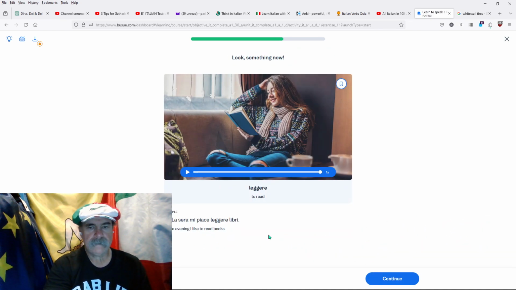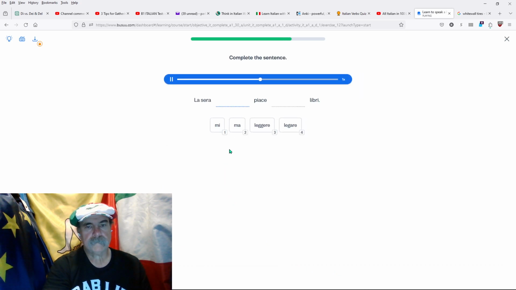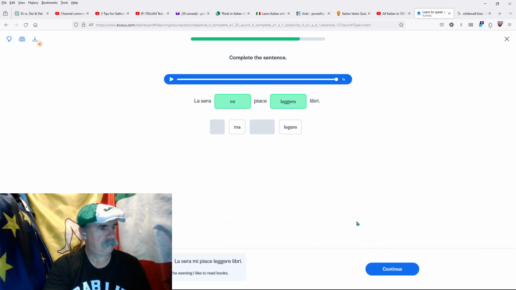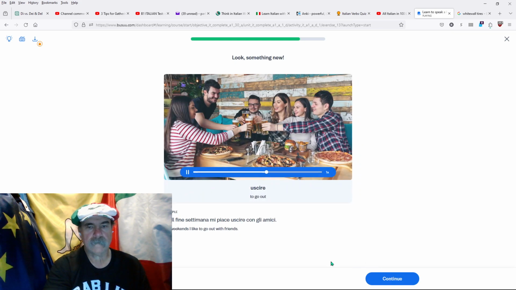Leggere, to read. La sera mi piace leggere libri. Uscire. Il fine settimana. Il fine settimana mi piace uscire con gli amici.